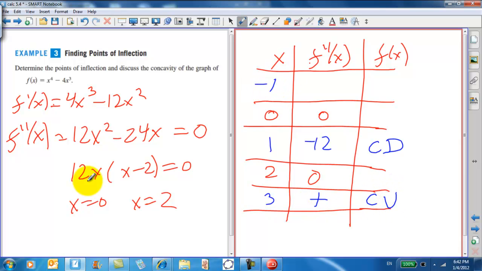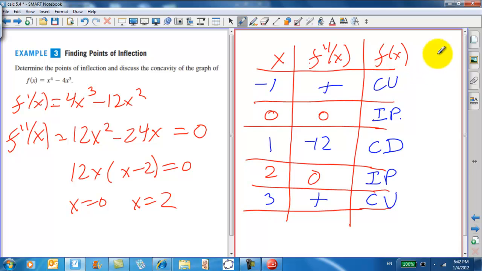If we try negative 1, we're getting negative 12 times negative. That's positive. So again, concave up. So since we see the change in concavity, from concave down to concave up, we know we have an inflection point here.